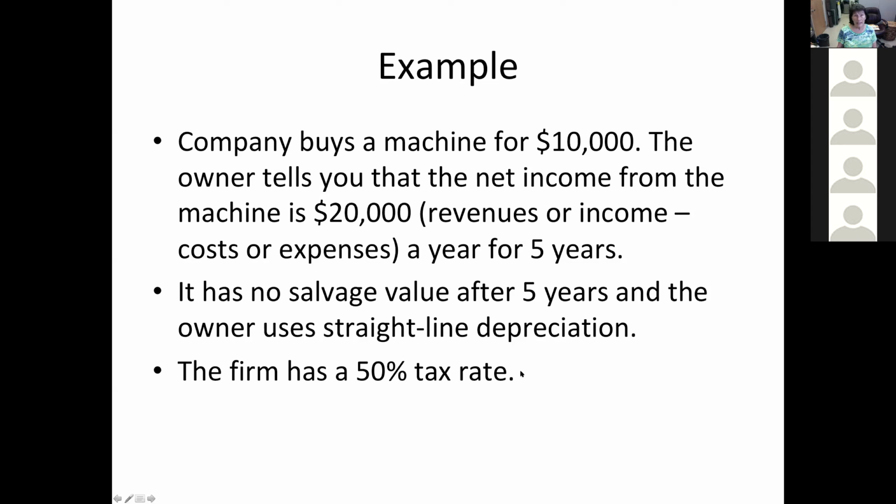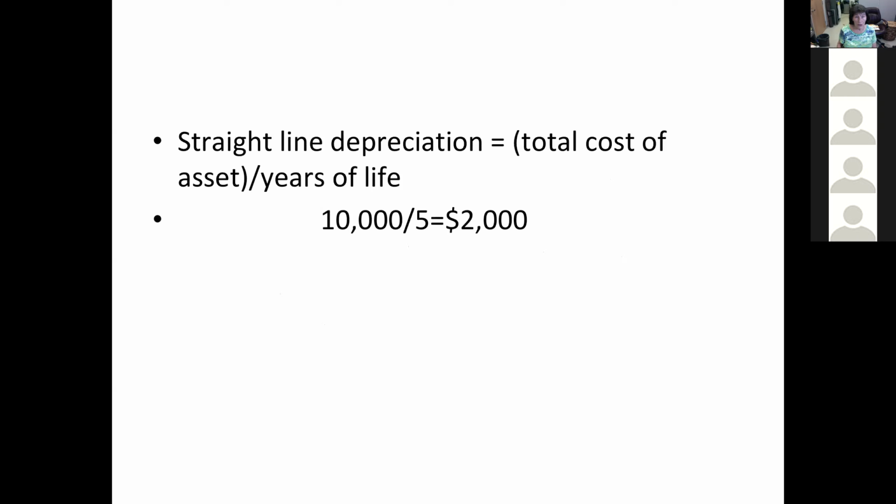And then lastly, we need the tax rate, because we need to know the tax implication of that reduction in cost, because that reduces our taxes. If we have a $2,000 reduction in costs and we have a tax rate of 50%, then that has a reduction there, and we're going to have to figure that out. So here's what straight line depreciation looks like: total cost of the asset divided by number of years. So again, that's $2,000 a year. That's what the depreciation would be.